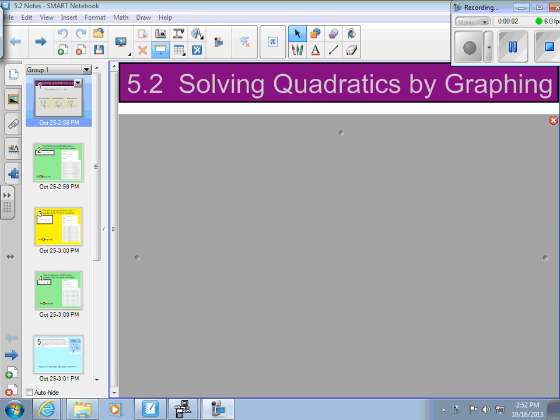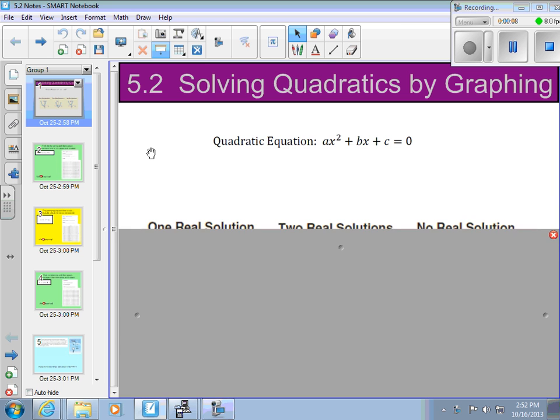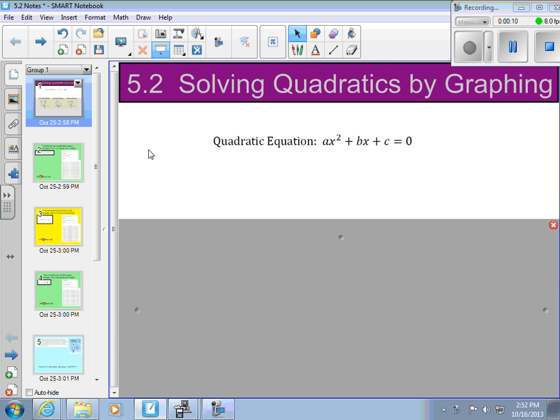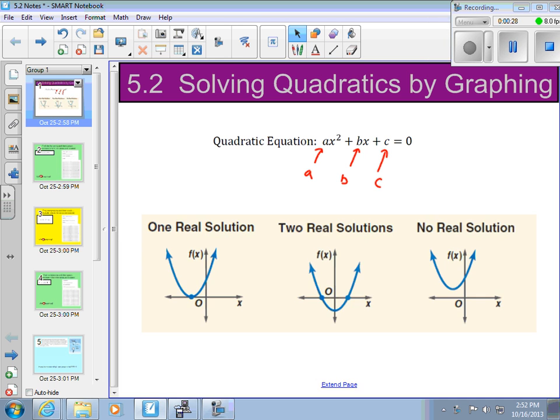All right, yesterday we looked at quadratics and finding the vertex. Today we're going to look at solving quadratics by the graphing method. When you have a quadratic equation in this form, ax squared plus bx plus c, remembering that a, b, and c are coefficients, are going to actually be numbers in there. We can always look to find the solutions of one of those equations, and there's three possibilities.